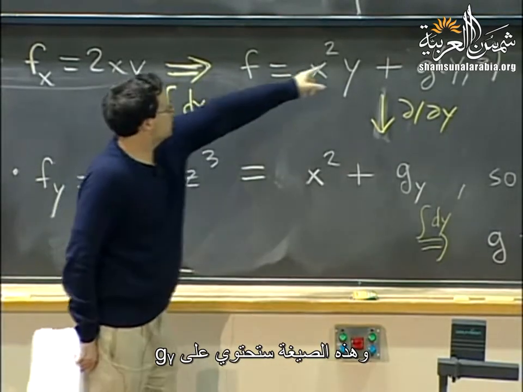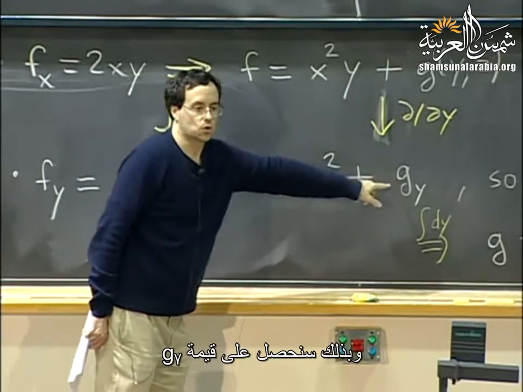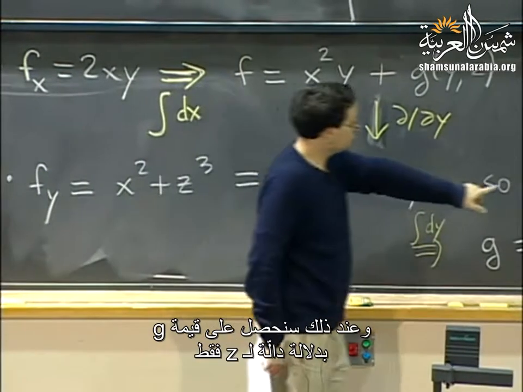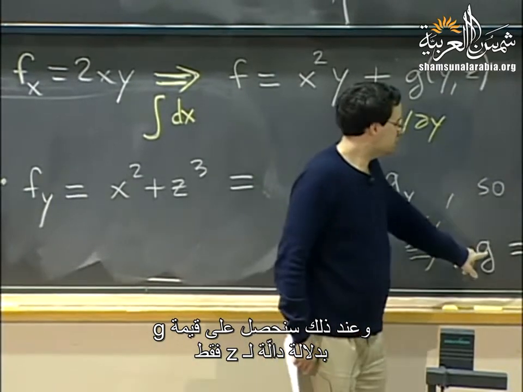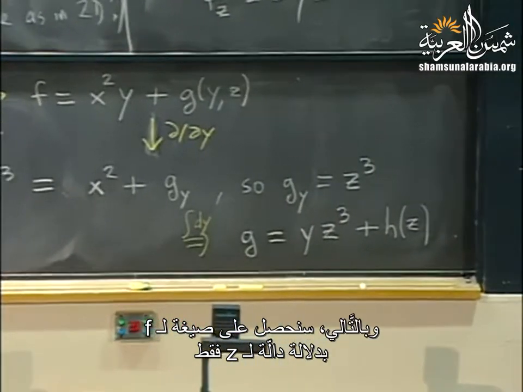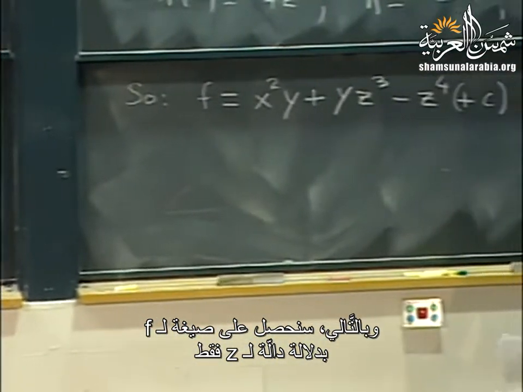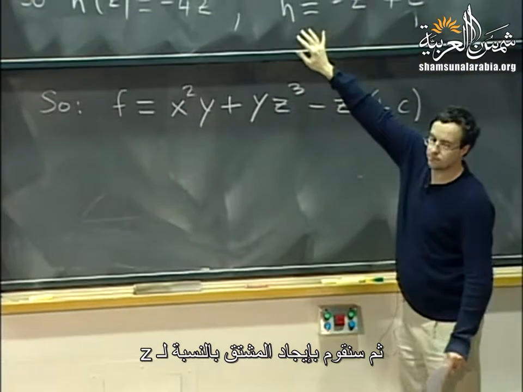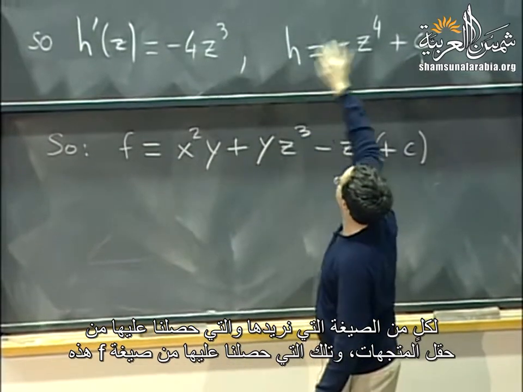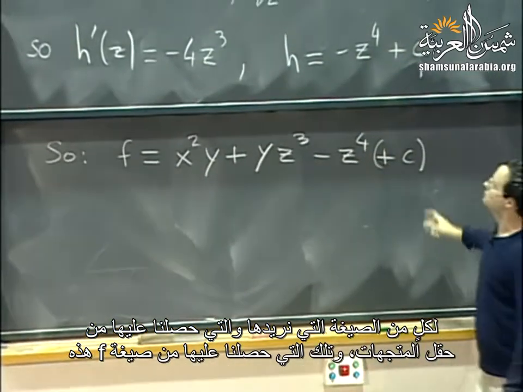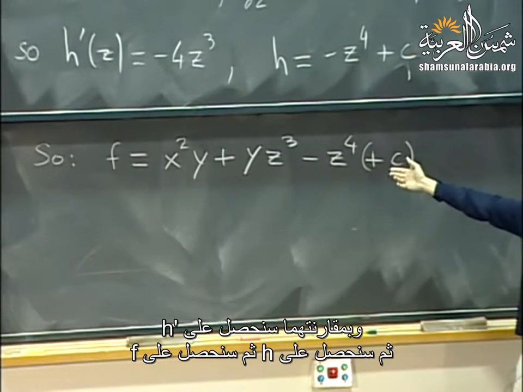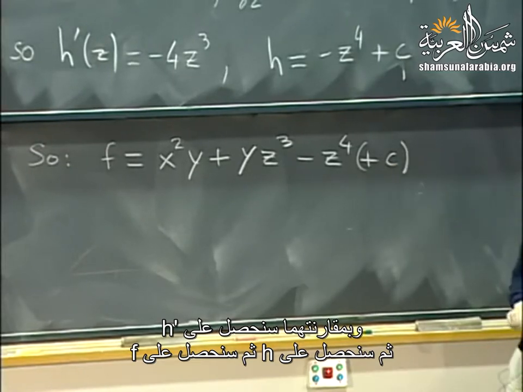And of course, this one will involve g sub y. So out of this, you will get the value of g sub y. When you have g sub y, that gives you g up to a function of z only. And so now you have f up to a function of z only, and what you will do is look at the derivative with respect to z, the one you want coming from the vector field, and the one you have coming from this formula for f. Match them. That will tell you h prime. You will get h, and then you will get f. Okay, any questions?